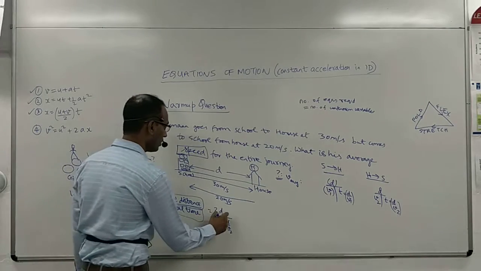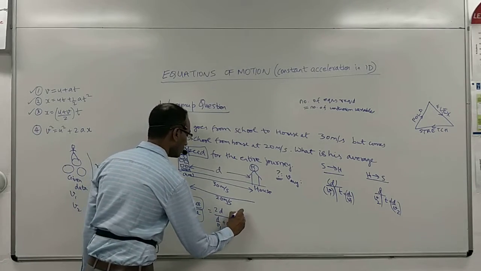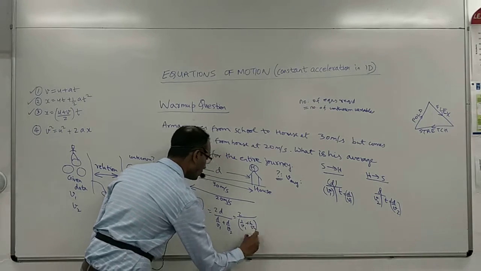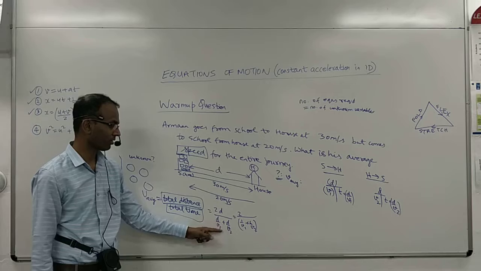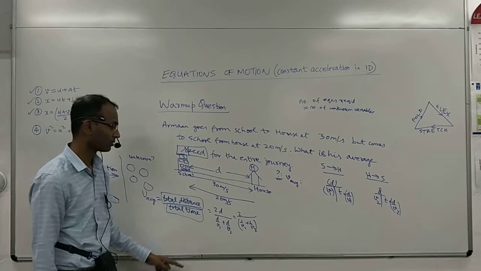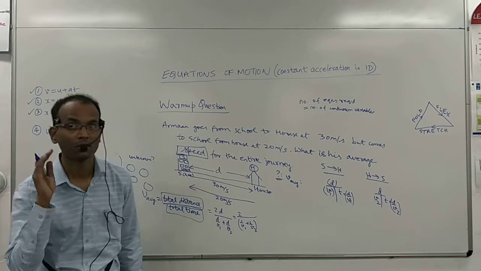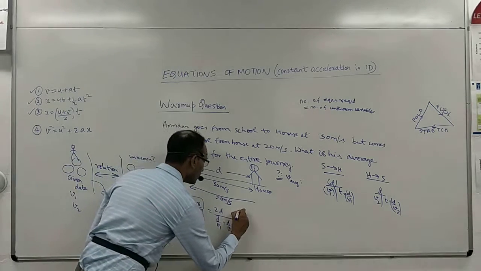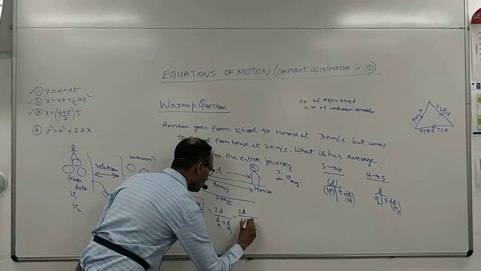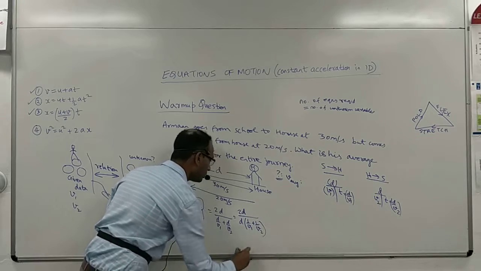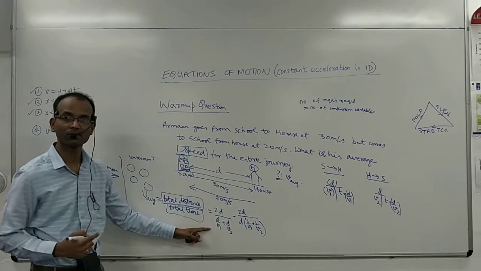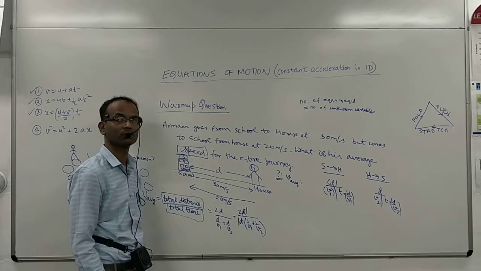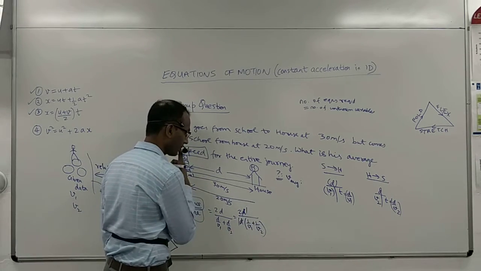Now D is common in both numerator and denominator, so it will become 2 divided by 1 by V1 plus 1 by V2. Let me do it step by step. 2D divided by D into 1 by V1 plus 1 by V2. This step is clear? I just took D common. Now I can cancel it. So this will become 2 V1 V2 by V1 plus V2.